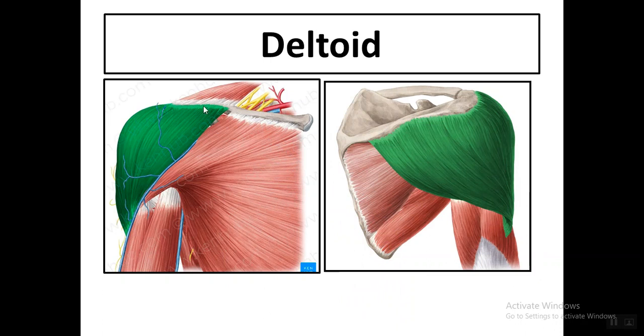This is the origin of the deltoid: from the lateral one-third of the clavicle, from the acromion, and from the spine of the scapula. So it arises from three parts: the clavicle, the acromion, and the spine of the scapula. It descends down to be inserted into the deltoid tubercle at the middle of the shaft of the humerus laterally.